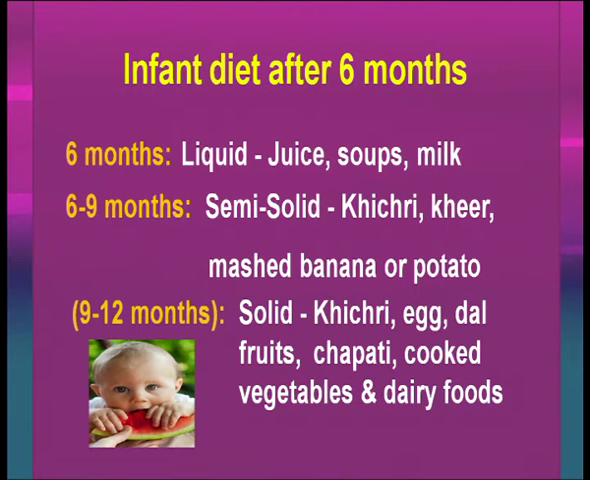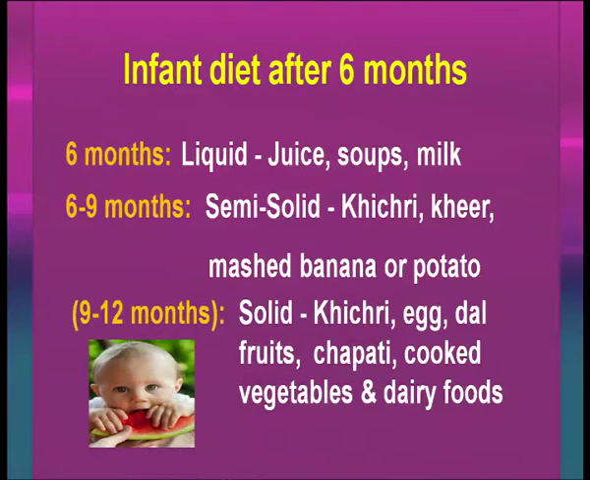After 6 months, just initially the liquid food in the form of juice, soup or milk can be given. Between 6 to 9 months of age, the semi-solid food like khichdi, kheer, mashed banana or mashed potato can be given. At the age of 9 to 12 months, the solid foods can also be introduced in the diet of infant like khichdi, egg, dal, fruits, chapati. In later months of the age, cooked vegetables and the dairy foods.